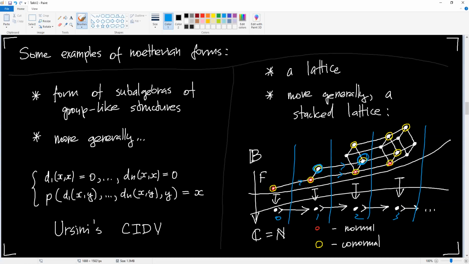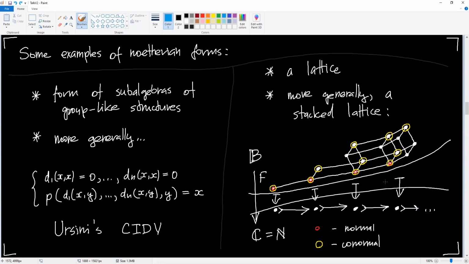So we have a lattice upstairs, which consists of these layers of lattices, but altogether it is also a lattice. And then in this example, the normal subobjects will be just the bottom elements of each of these lattices, and the conormals will be the ones that came from the left side. So the yellow ones are the conormal ones. We'll come back to this example towards the end of the talk. For now, we will just leave it there.